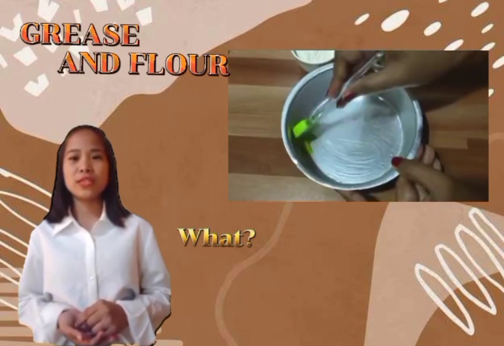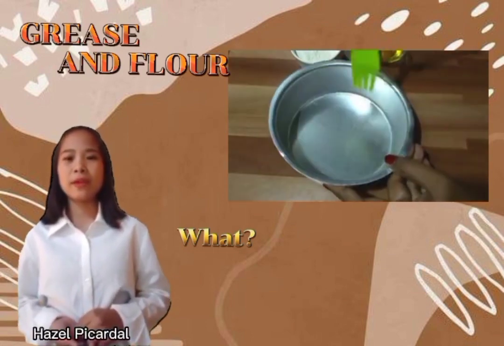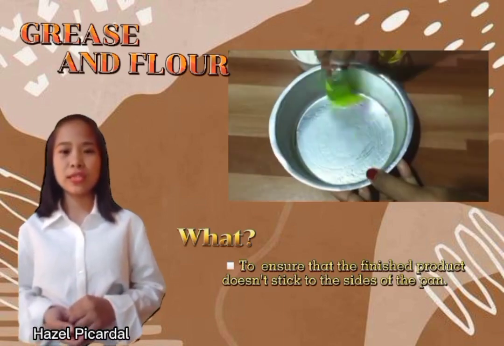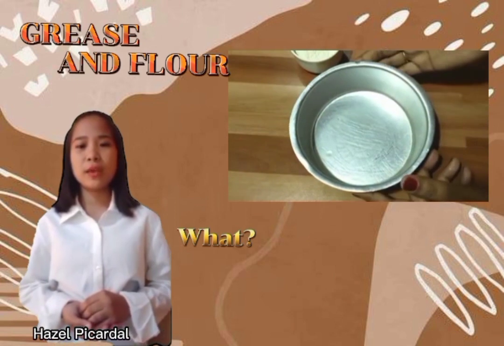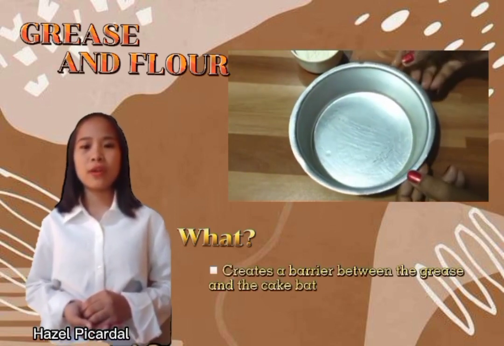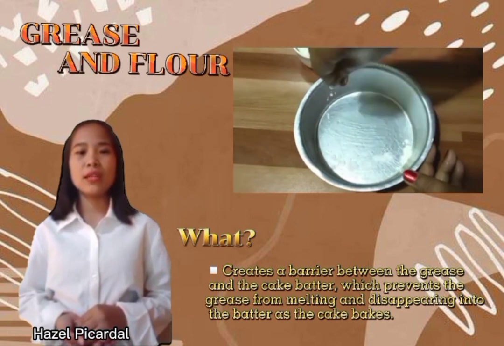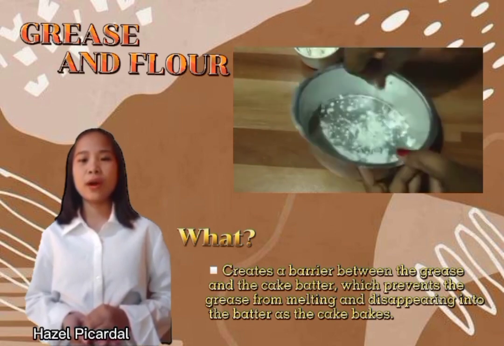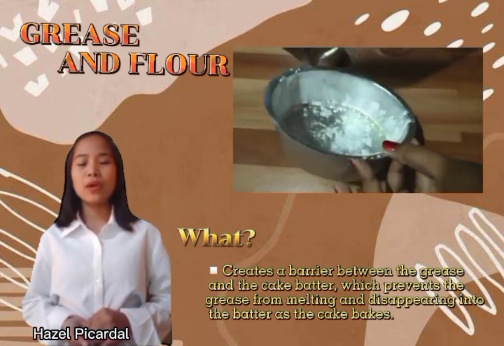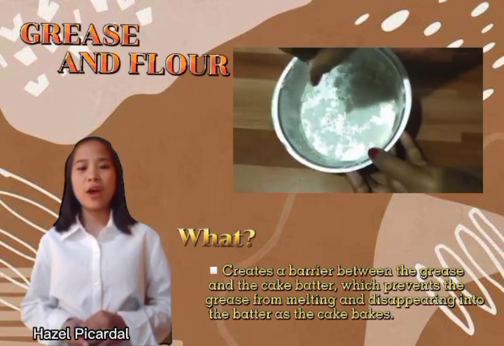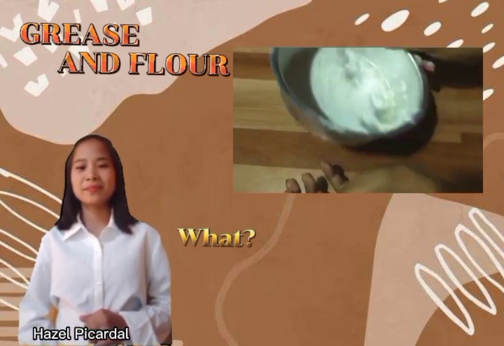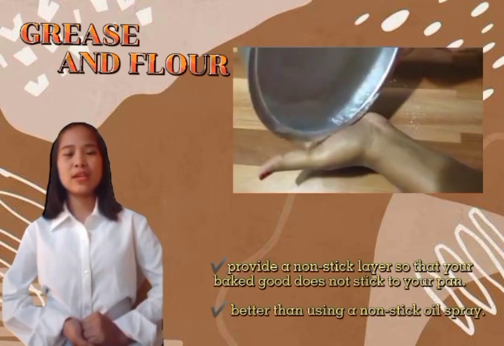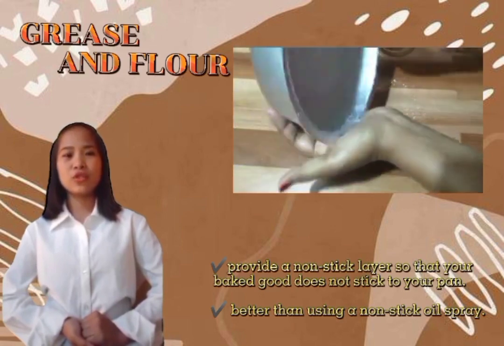What does it mean to grease and flour? This is an important step in the baking process to ensure that the finished product doesn't stick to the sides of the pan. Coating a greased cake pan with a thin dusting of flour creates a barrier between the grease and the cake batter, which prevents the grease from melting and disappearing into the batter as the cake bakes, allowing it to do its job in the end after the cake is baked. The flour and grease will provide a non-stick layer so that your baked good does not stick to your pan.